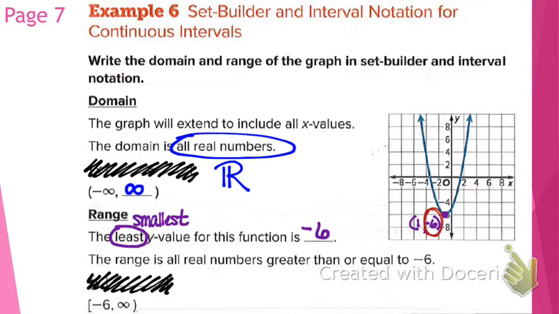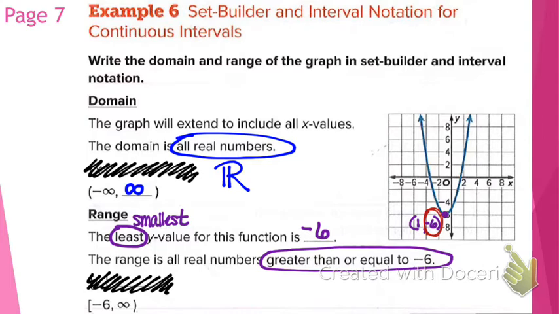It says the range is all real numbers greater than or equal to -6. We said that this was the smallest. Why are they now saying greater than? What are all the other y values if I were to write down these ordered pairs? Are they greater than or less than this guy? All the other y values are bigger than this, right? This one is the smallest, the least. All the others are bigger.